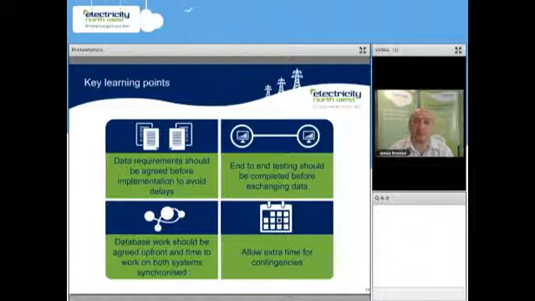The database work, going into the future, we should really agree everything up front and make sure there's time to work on both systems and that they're synchronised. And with any project, we should always add extra time for contingencies.